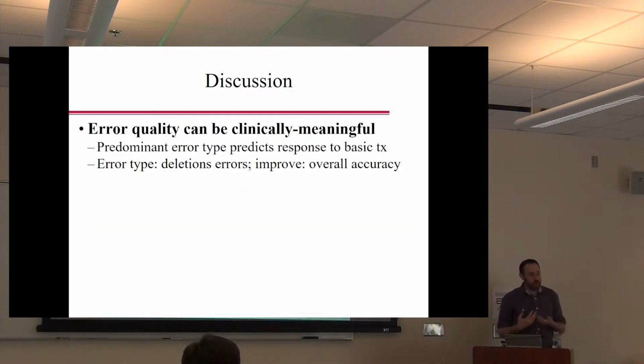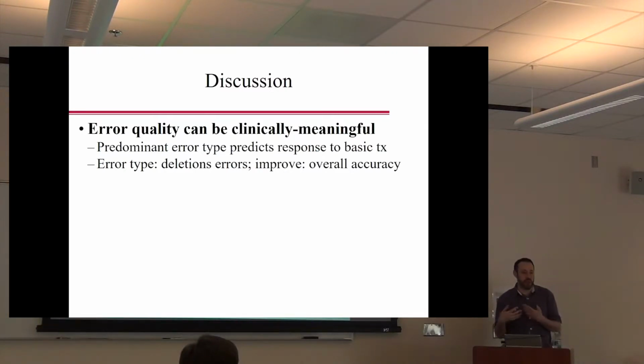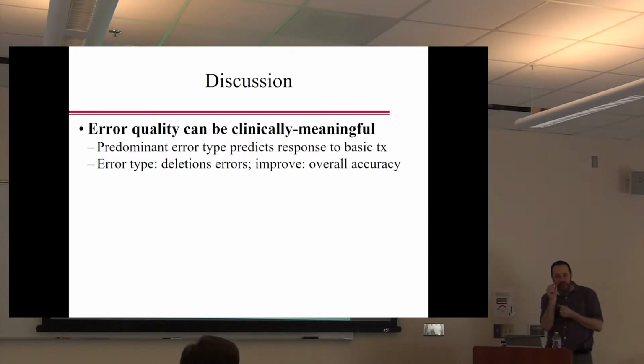So I think one thing that I take away from this is that error quality, even defined by these sort of psycholinguistic models, can actually be clinically meaningful. It can help to predict whether someone is going to benefit or not from a specific type of intervention. And not in any one error, it's possible that any one error could go a certain way, but we're looking at 20, 30, 40 errors over an individual. The predominant error types are predicting their responsiveness to treatment.